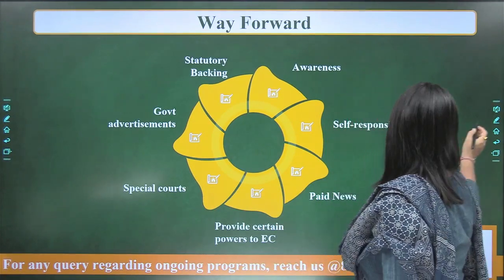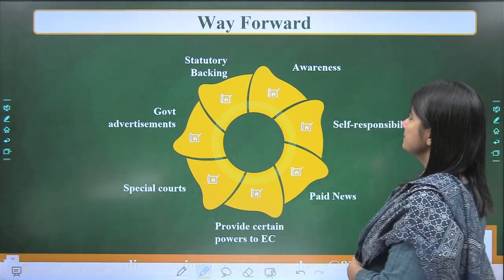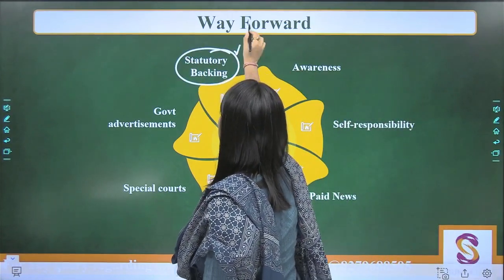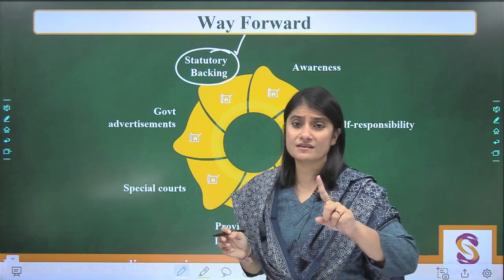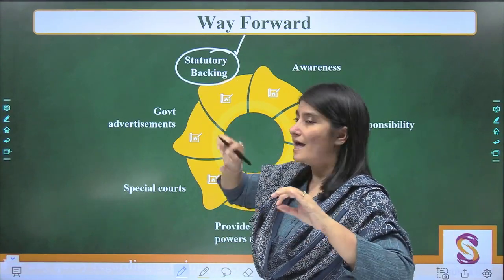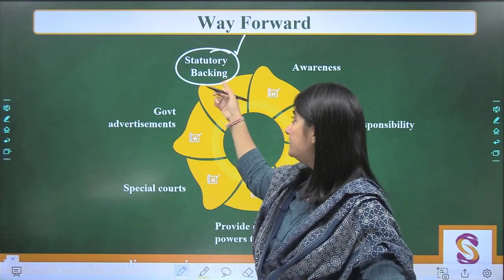Okay, so now let us understand what is the way forward. So first of all, the shortcoming was that it does not have a legal backing. So here in the way forward, what will we write? That it should have a legal backing.